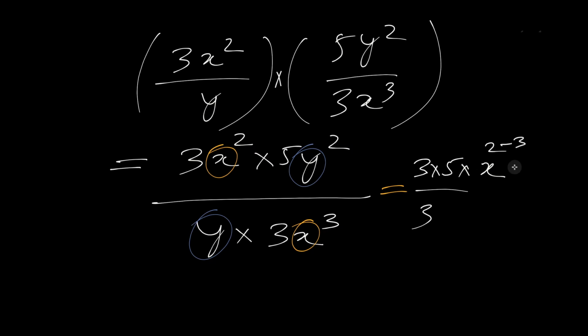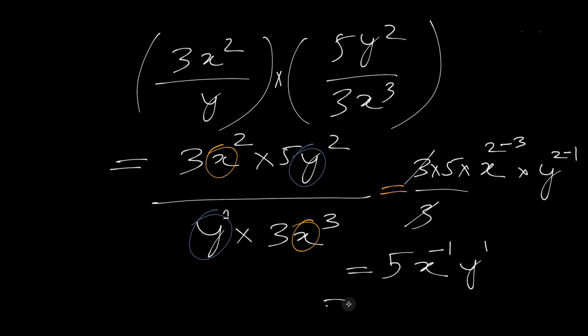And what should be the power of y? Y, here it is 2, minus it is having the power 1. So 2 minus 1. So 5 times 3 is 15. Now I am going to solve because this 3 is cancelled, this 3 is cancelled. So I will say 5 x to the power minus 1 and y to the power 1. So this is going to be the answer, 5x to the power minus 1, y to the power 1.